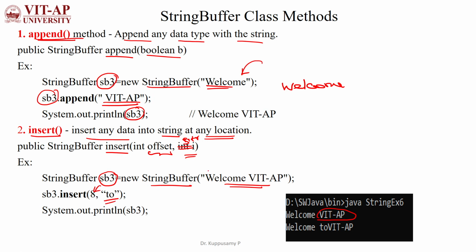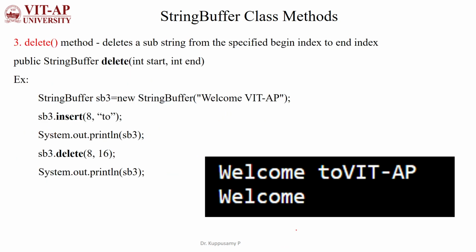location of 8. So here 0 1 2 3 4 5 6 7. So in the eighth location is v. So in the place of the eighth location we are going to insert 2 by using the insert method to the string sb3. So when you look at that, in the eighth location we have inserted the string 2. So 0 1 2 3 4 5 6, space is 7, 2 is at the eighth location. So like that we can use the insert method.